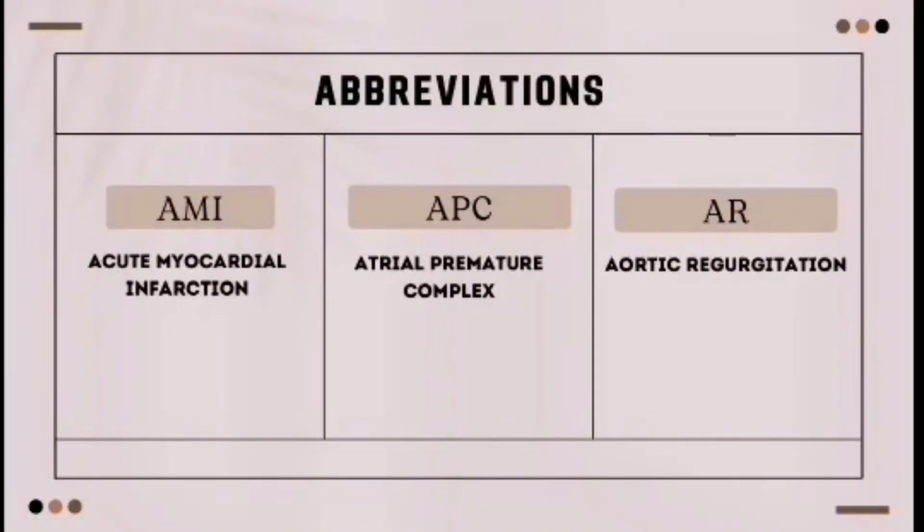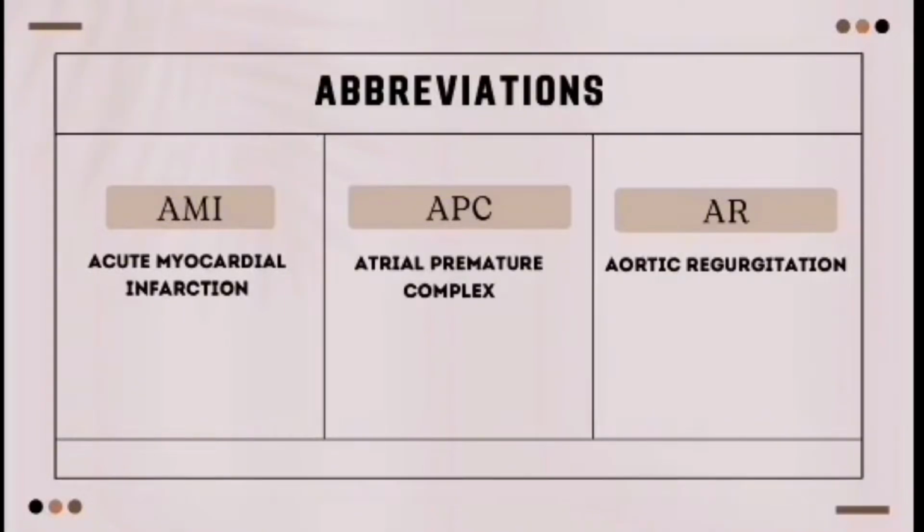Atrial premature complex. A premature atrial complex is a premature beat arising from ectopic pacemaking tissue within the atria. There is an abnormal P wave usually followed by a normal QRS complex.